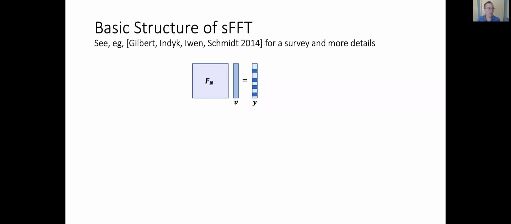So how does the sparse Fourier transform work? Here's a super high level idea. I encourage folks to take a look at this survey by Gilbert, Indyk, and Schmidt for more details. These are really cool algorithms. But the basic idea is as follows. Suppose F is my Fourier matrix, the discrete Fourier transform. F times v is equal to some sparse vector y.